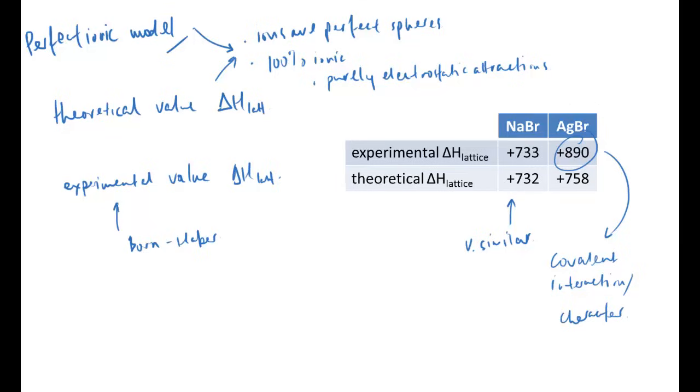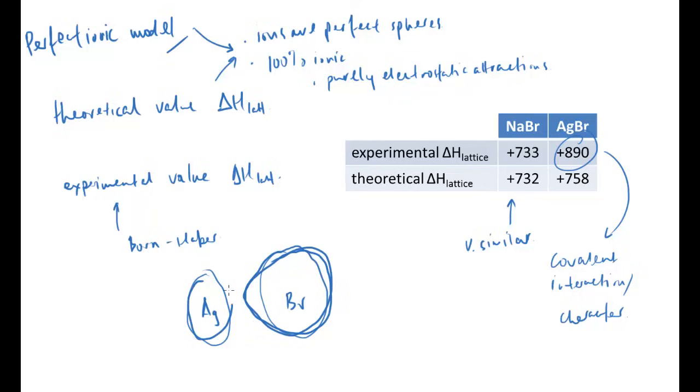The reason is that in this case, the difference between the charges and the rest has caused these perfect spheres and all the rest of it to not exist. What we can find is that between our Ag and our Br, we had some distortion of the electron clouds. Whatever happened, we had a distortion of the electron clouds, which moved away from this perfect ionic model. So some polarization occurred between the silver and the bromide ions, bringing us away from this theoretical perfect ionic model toward an experimental, more covalent model.